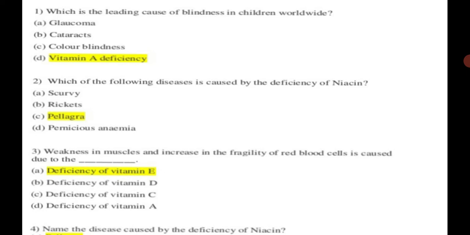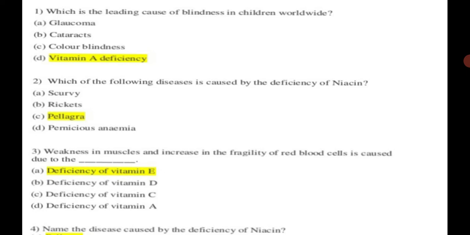Pellagra is a disease because of a deficiency of niacin, also called nicotinic acid deficiency disease or tryptophan amino acid deficiency disease. Here, avoid confusion with the alkaloid nicotine. Dietary deficiency of nicotinic acid produces pellagra. Pellagra means rough skin. The symptoms of pellagra are dermatitis and dementia. So the answer is option C, that is pellagra.